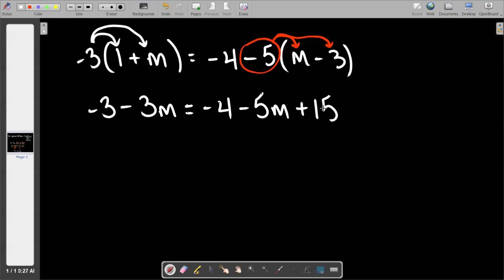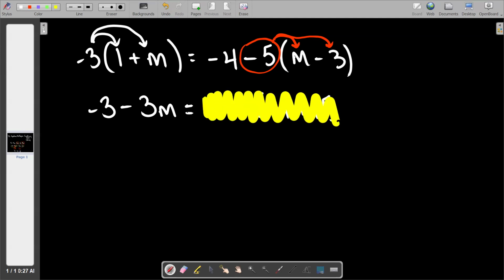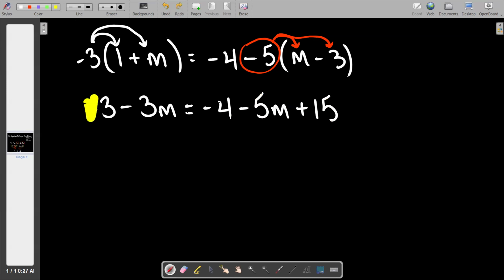On the left-hand side, over there, what math can we do? Nothing. On the right-hand side, what math can we do? -4 and 15. Then I will combine my like terms.